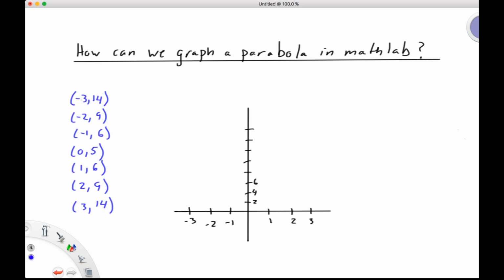So for instance, -3, 14 means we go -3 along the x-axis, and then 14, which will be right about here, along the y. -2, 9 means we go -2 along the x-axis, and 9, which should be right about here, along the y. And same thing for the rest, right? -1, 6 is -1 along the x, 6 along the y, 0 along the x, 5 along the y, 1 along the x, 6 along the y, and so on and so forth.